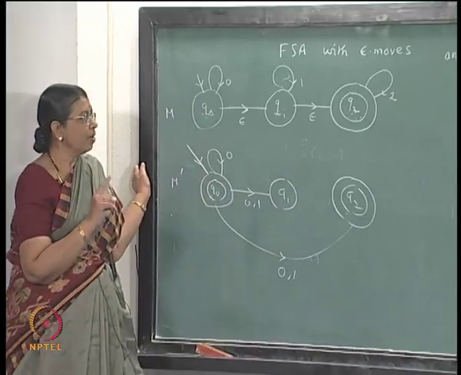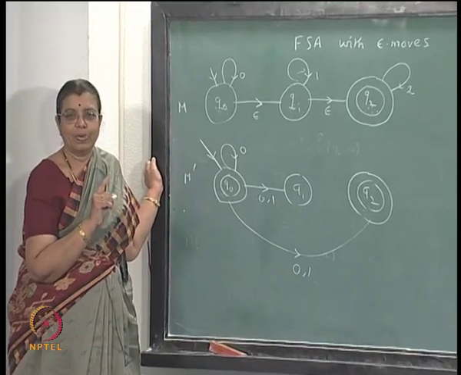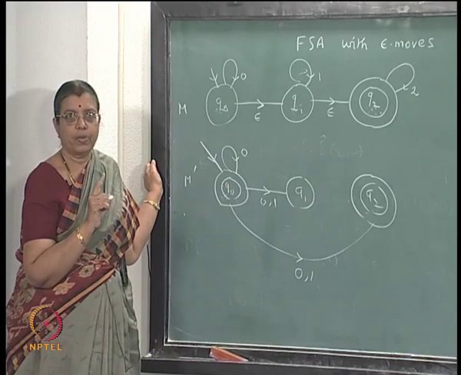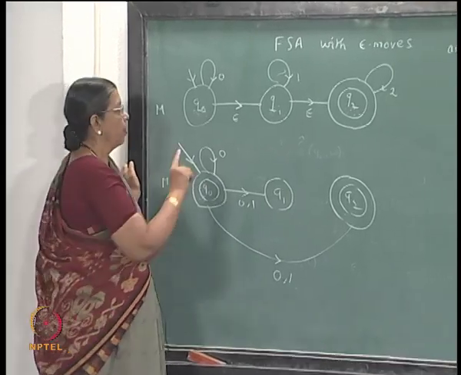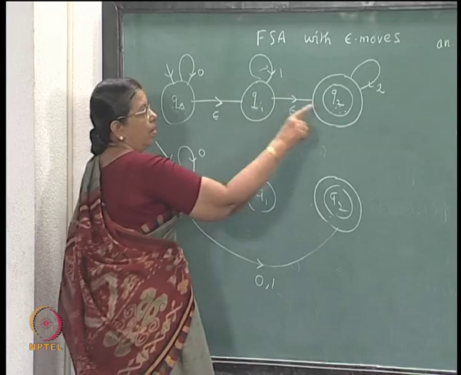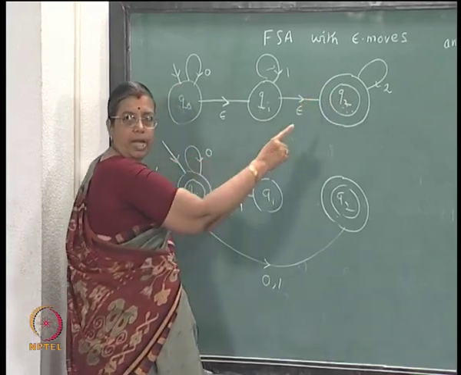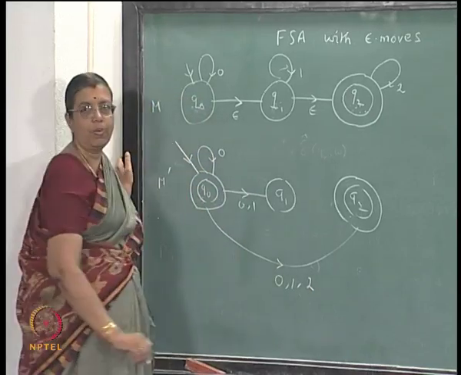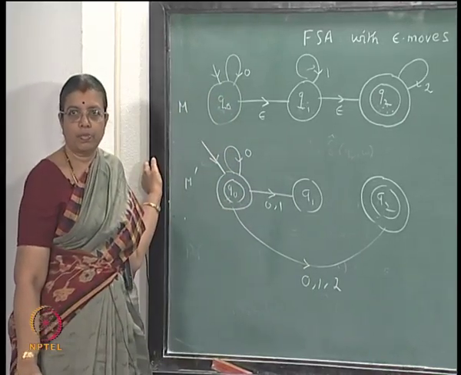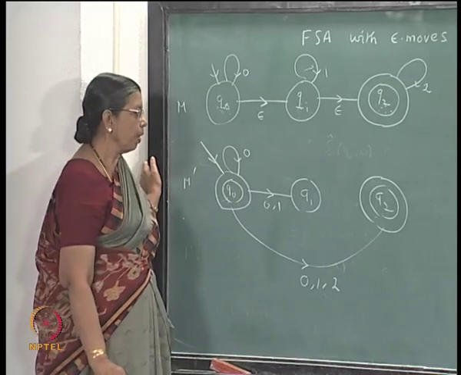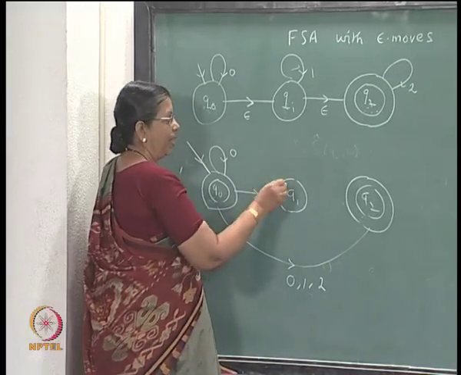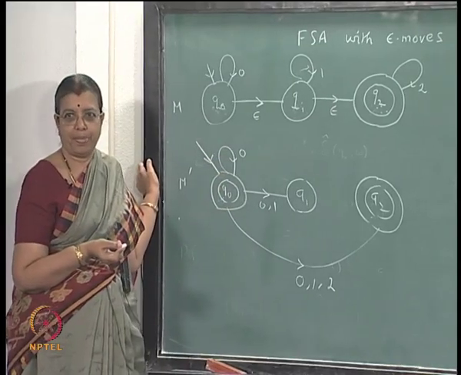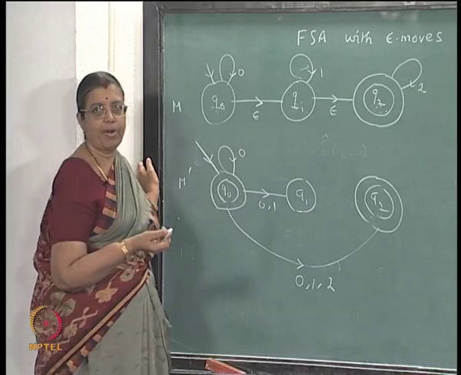Starting from q naught after reading a 2, where can you go? After reading a 2, q2, right. So, from q naught there is an arc with label 2 going to q2. From q1 after reading 0, where can you go? There is no map, it is empty. So, you need not draw an arc.